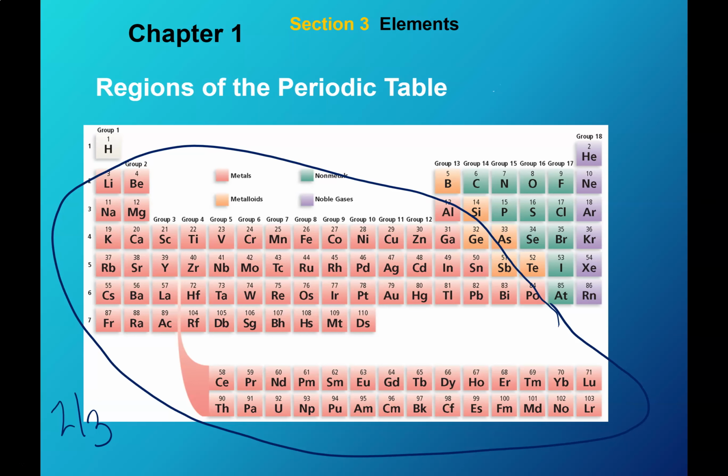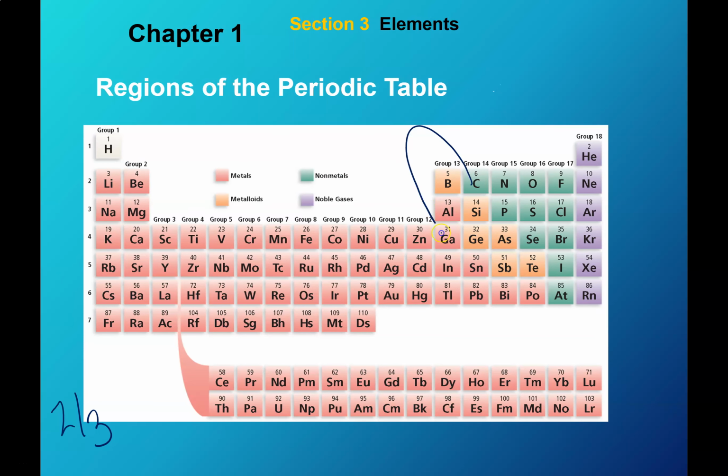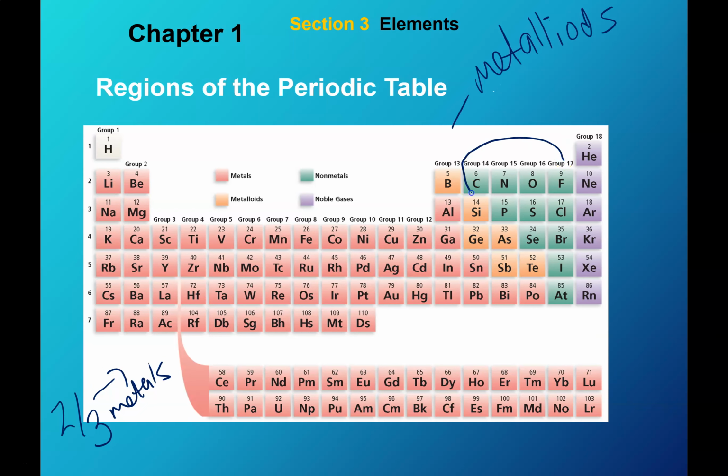Next, we have the metalloids, which are these orange compounds, also known as the semi-metals in some circles. These are going to be the barrier between the metals and the non-metals. From there, we've got the non-metals, which are all in green. They form this triangle. These are non-metals, and we're going to talk about the properties of each in this video.